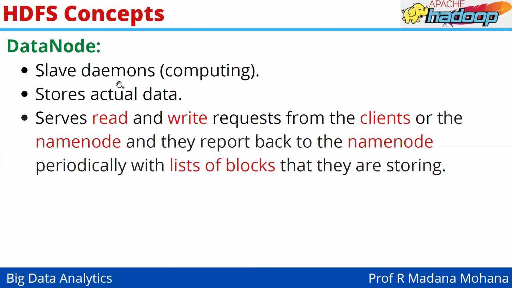Then coming to the data node, the slave daemons, meaning computing, which stores the actual data. It also serves read and write requests from the clients or the name node, and they report back to the name node periodically with lists of blocks that they are storing. These are all the responsibilities of the data node.